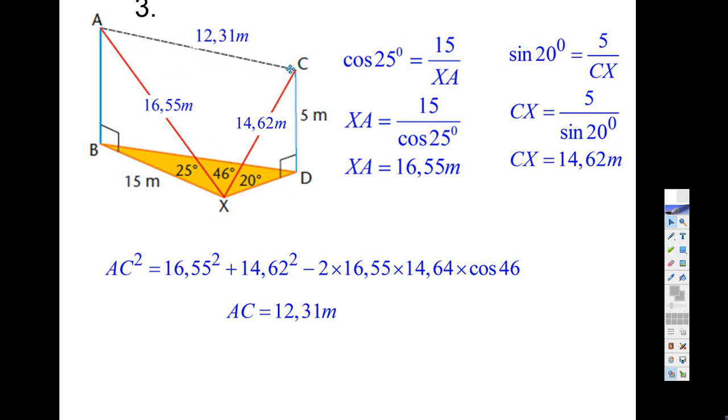Well, now we know two sides, and they gave us this angle in between the sides. We can find the side AC. And all we do, just to get started, just like Pythagoras, we square the two sides. But then we subtract the product of the two sides multiplied by 2. Minus 2 times the two sides multiplied together times the cosine of the angle that's in between them. Just put that in your calculator and press the square root button, and you'll get your answer for AC. It's 12.31 meters. And there we go.